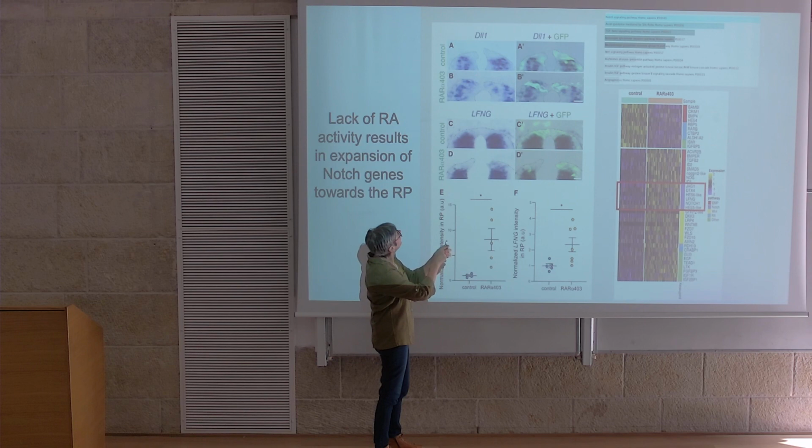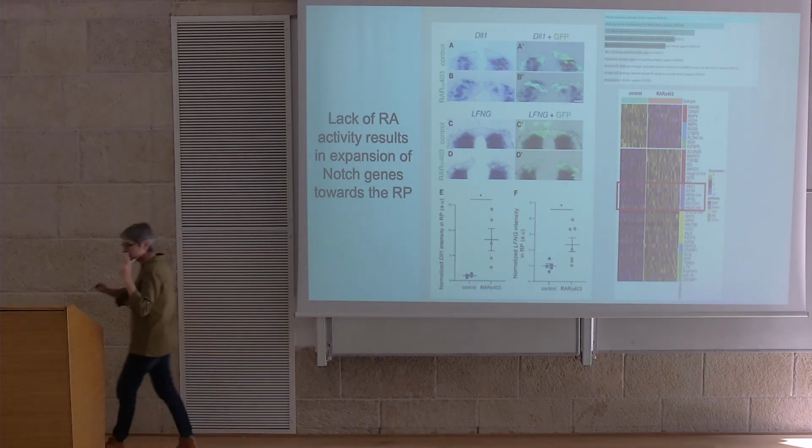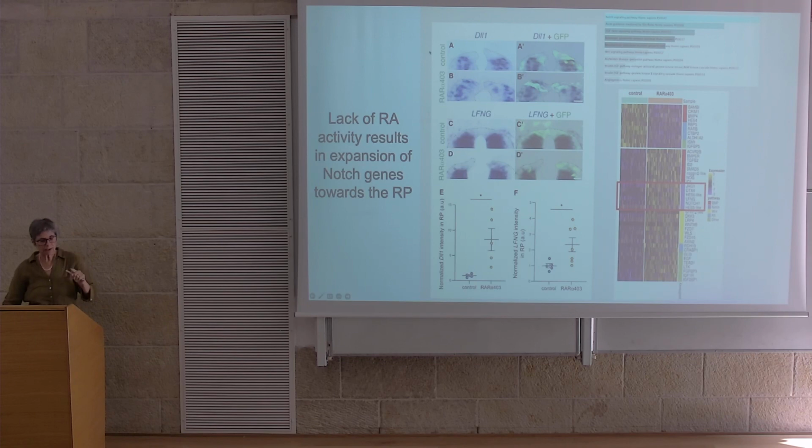You see delta all over the place. You see lunatic fringe all over the place. You see this hasn't been electroporated, no reaction. This has been electroporated. You see lunatic fringe extending into the roof plate. So this means that lack of retinoic acid causes the expansion of notch signaling ligands into the roof plate.